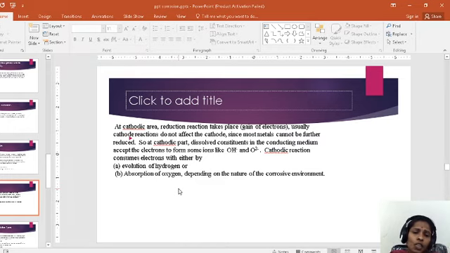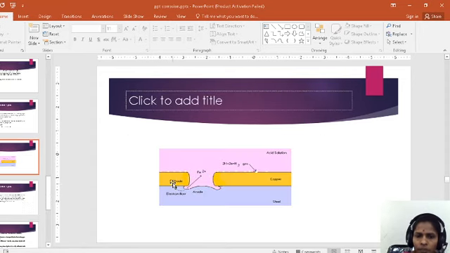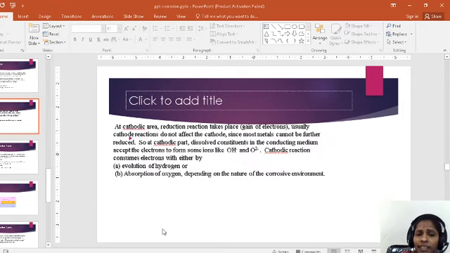That means the cathode consumes electrons in two different ways, either by evolution of hydrogen or by absorption of oxygen. So there are two mechanisms: evolution of hydrogen and absorption of oxygen. But always at the anode only this reaction takes place, that the metal undergoes oxidation, whereas at the cathode the reduction reaction takes place either by evolution of hydrogen or by absorption of oxygen.